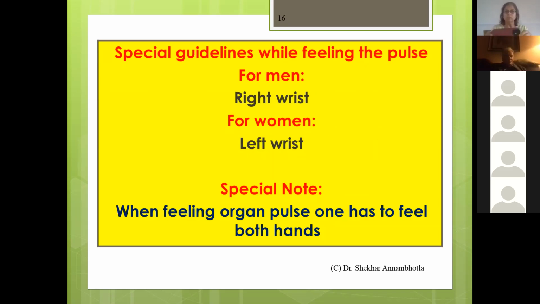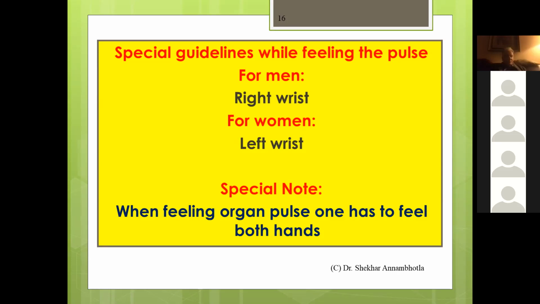These are the special guidelines while you are feeling the pulse. For men, always feel the right hand side, and for women, the left hand side. You may ask why. Ida and Pingala nadis, Surya nadi and Chandra nadi, are the two nadis in the physiology. They are heating and cooling nadis. The energy is stronger on the right side in men, and on the left side in women.